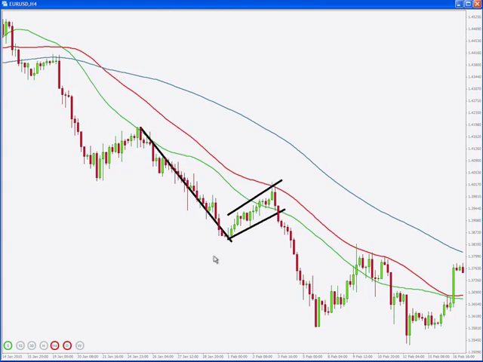Do you see that? That's another flag, isn't it? Now, what's that? Here we are. That's another flag, isn't it? Now, what's that? Isn't that another flag? Another pole and another retracement channel. Another swing and another retracement channel. Another swing and another retracement channel.